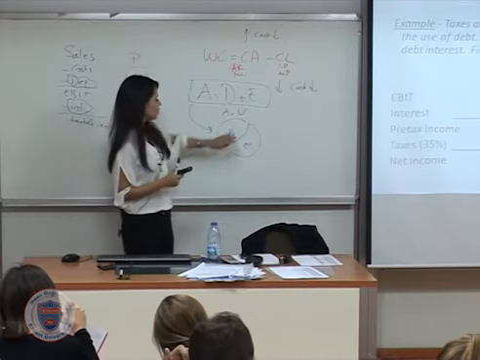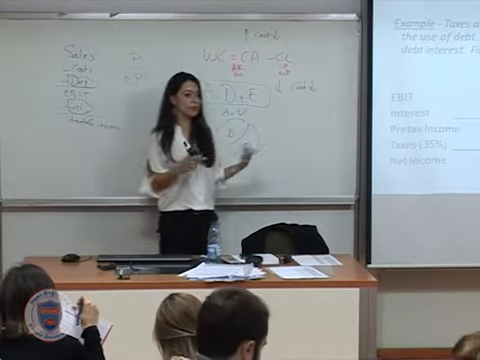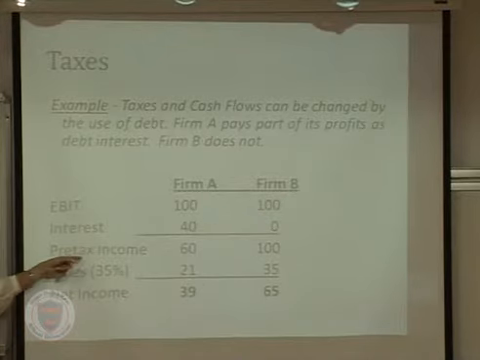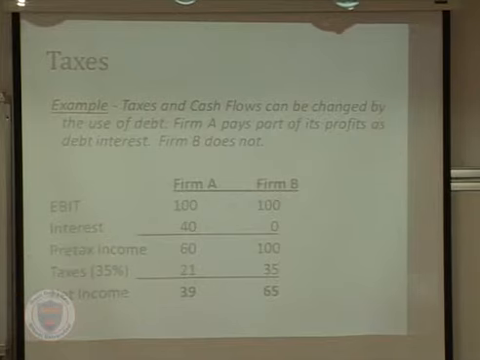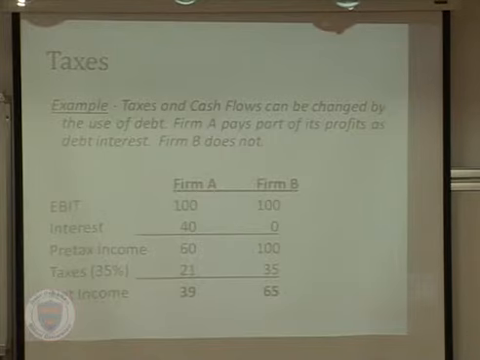So for B, there is no debt, so it's an all equity firm. For A, it has both debt and equity. So if you look at pre-tax income, it's 60 for A, 100 for B. The tax rate is 35% for both companies. So net income is 39.9 for firm A, 65 for firm B.